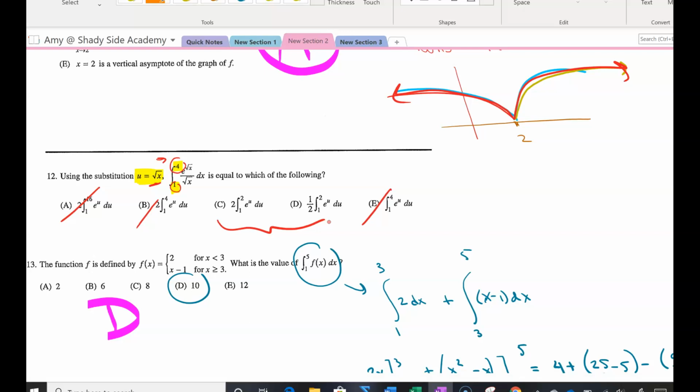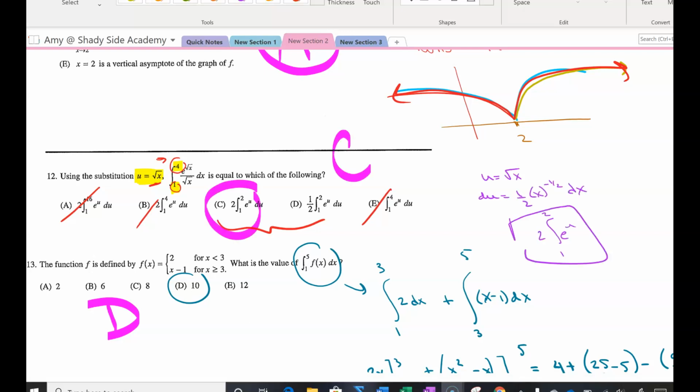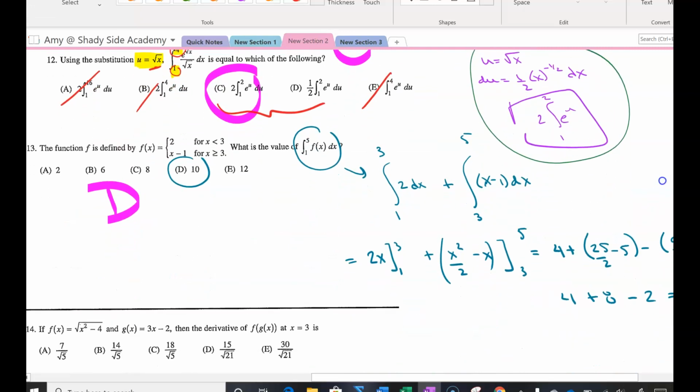So I'm just going to do the u sub now. Hang on. Okay, so here's the work right there. Whoops, what am I doing? So here's the work right here, and the answer is C for number 12. Here's number 13. Nothing too crazy.